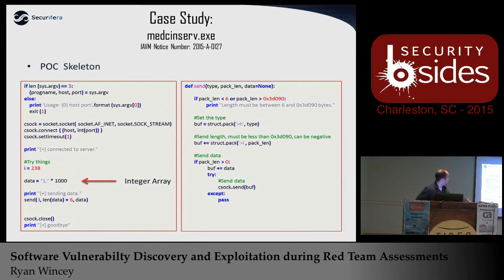We did actually add a little helper function over here that will set up that initial header. It would just basically say, hey, this is the type of the function that we're going to want to exercise, and this is the length of all of our data. So that just made it a little easier for us whenever we sent data to this service.